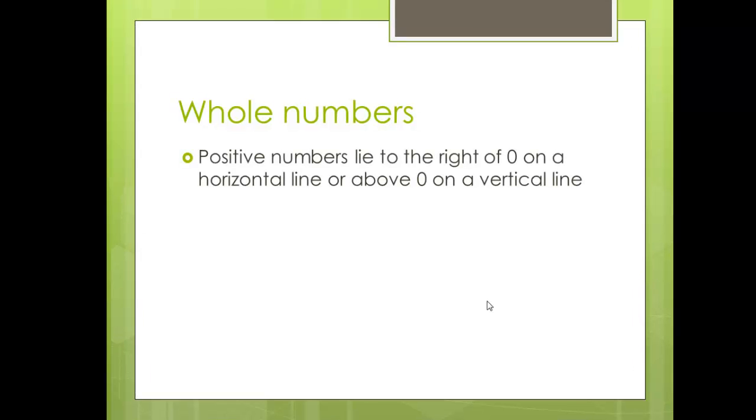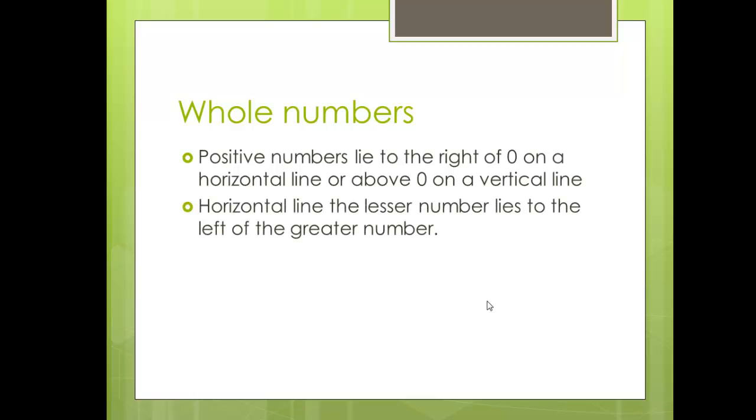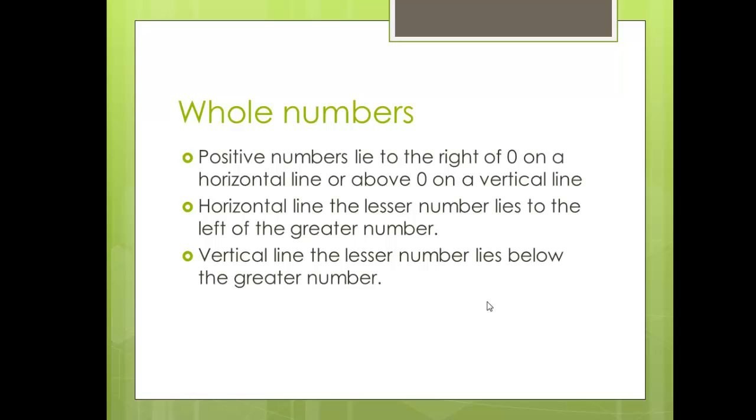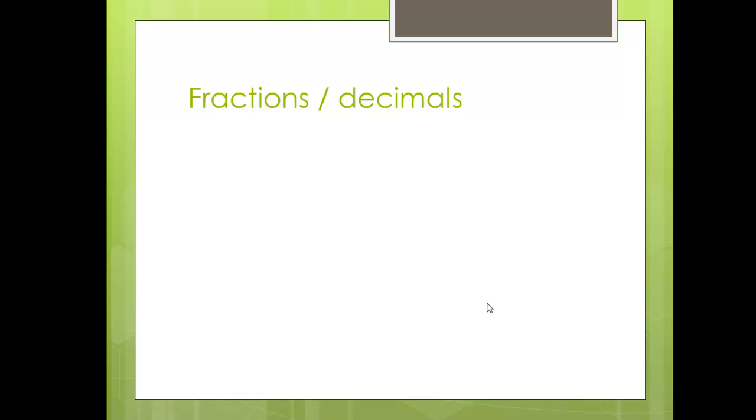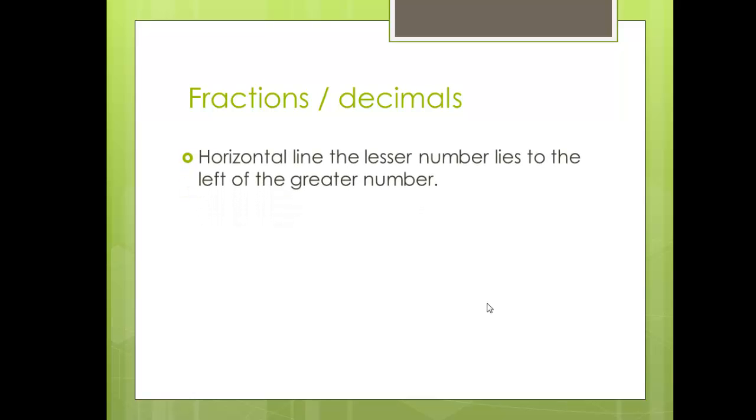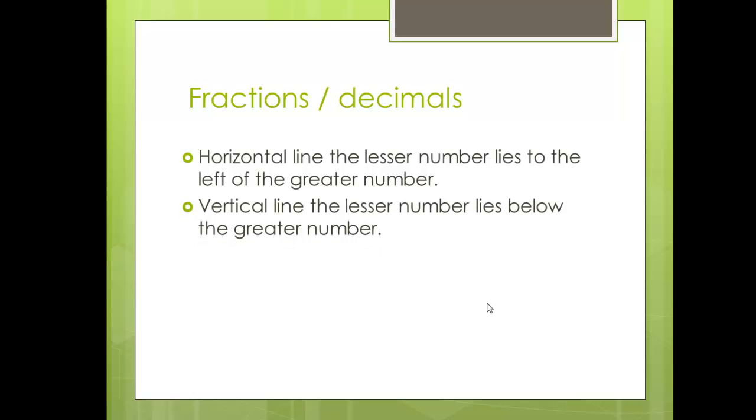Whole numbers. Positive numbers lie to the right of 0 on a horizontal line or above 0 on a vertical line. Horizontal line with the lesser number lies to the left of the greater number. On a vertical line, the lesser number lies below the greater number. Fractions and decimals. Horizontal line, the lesser number lies to the left of the greater number again. And on a vertical line, the lesser number lies below the greater number.